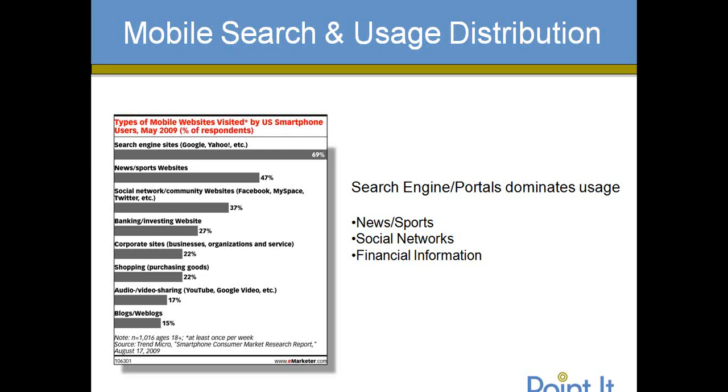Social networking and community websites are very large in the mobile device landscape. And it makes sense because we want to share the things that we're doing when we're on the go. Sites like Facebook, and Twitter especially, have become really popular in the mobile space because of its ease of use, no matter what kind of platform you're using it on. The trend keeps going with desktop computers as we go down this chart. Banking and investing websites, corporate sites, shopping, audio and video sharing sites are becoming more and more popular as these devices become more and more powerful.